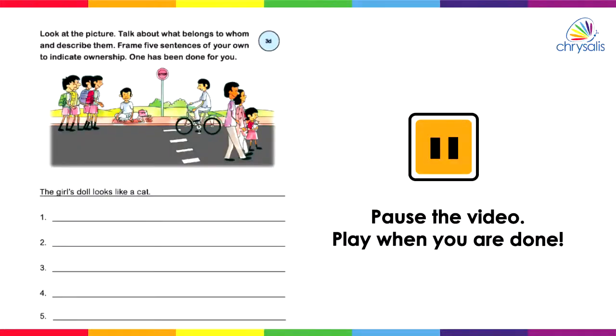It's your turn now to work on the activity. If you have your companion with you, start working on it. Else you can do this in your notebook. Don't forget to write activity name 3D. You can take 15 minutes to complete the activity. Press pause to work on it and play when you're done.